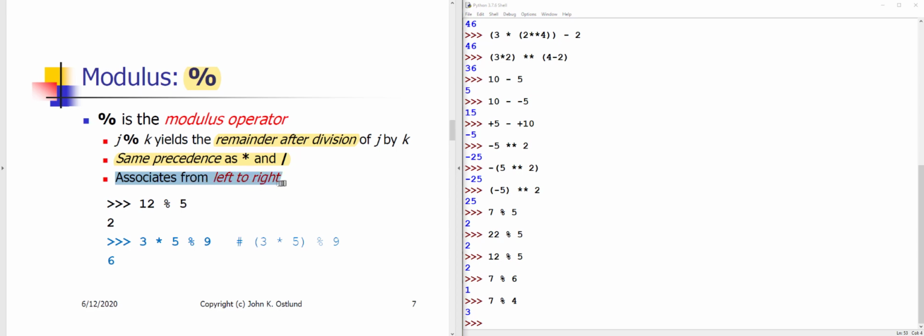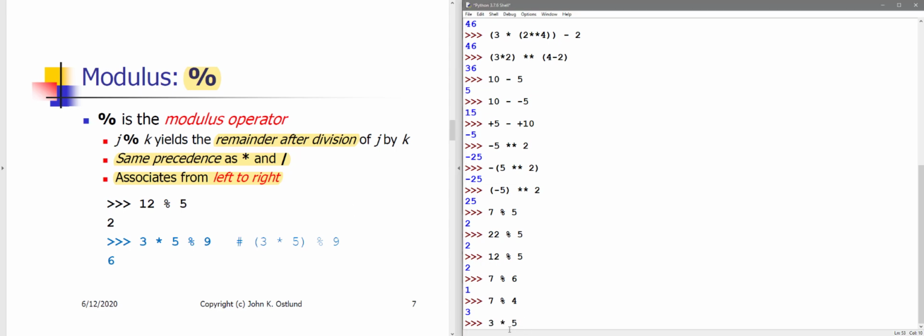The associativity and the precedence of modulus is the same as for multiplication and division. So if I say 3 times 5 mod 9, that's going to be evaluated as 3 times 5 first. Okay, we're associating from left to right. And then mod 9 is done after the multiplication. So the multiplication gives 15. 15 mod 9 is going to be the remainder, which is 6.